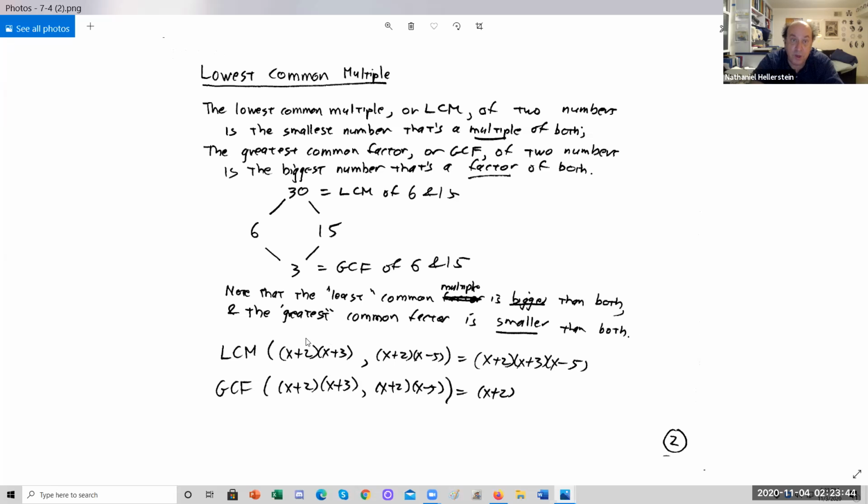So I know this works also not just with numbers like 6 and 15, but with expressions. So the least common multiple of x plus 2 times x plus 3 and x plus 2 times x minus 5, well, it needs an x plus 2, it needs an x plus 3, and it needs an x minus 5, so here it is. But you see, it's smaller than if we multiplied these, because these have an x plus 2 in common, and you'd wind up with 2 factors, but you only need 1. Here, the greatest common factor of x plus 2 times x plus 3 and x plus 2 times x minus 5, well, it's the x plus 2, which divides into both of them.